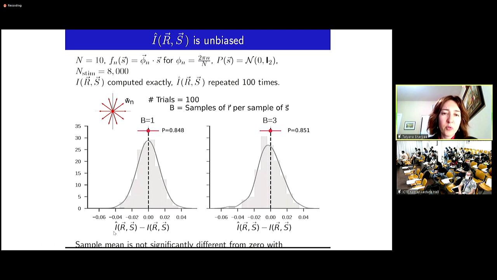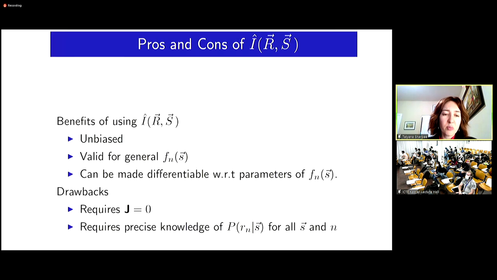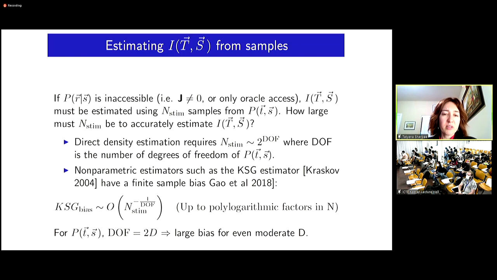So, for the estimated bias between our estimator and the true information, they are centered at zero, meaning that the bias is not there for this Monte Carlo estimator. But the disadvantage of this Monte Carlo estimator is that, although it is unbiased and valid for general nonlinearities, it requires that the neurons be conditionally independent. It also requires precise knowledge of neuronal nonlinearities. So that's why we talk about approximations.